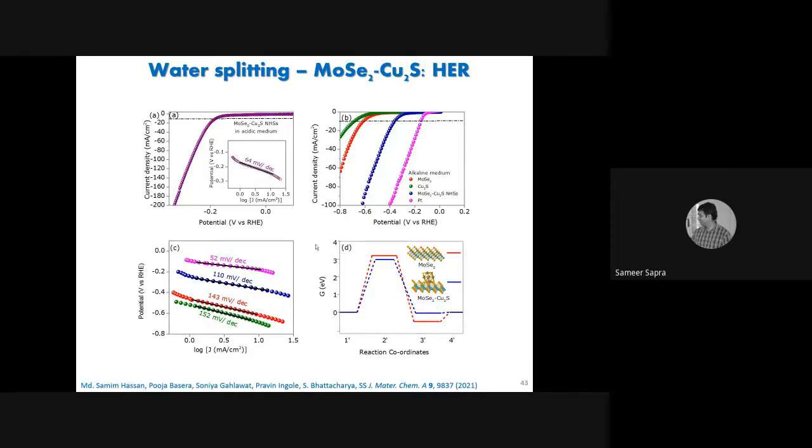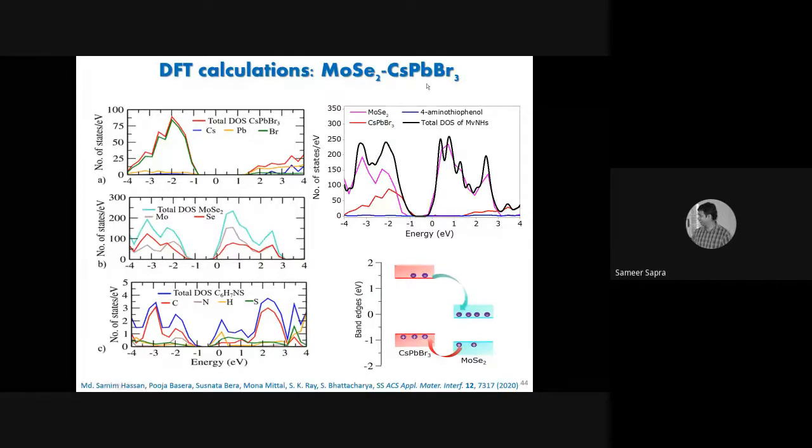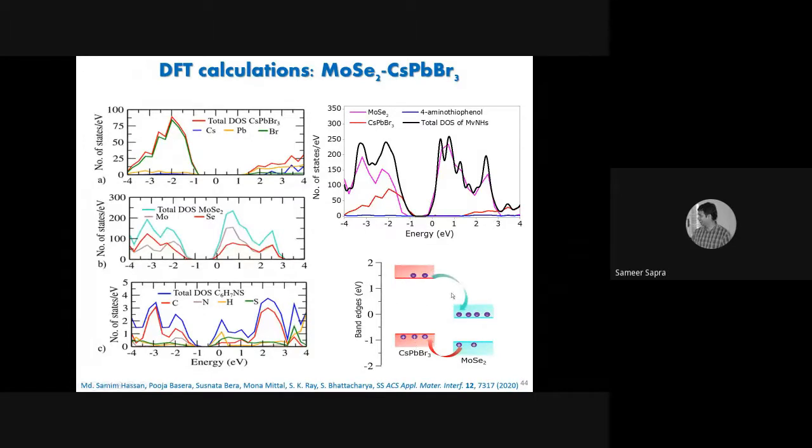All right, so Shashwata is very, very ambitious. He can do theory with everything. And since we are also working on perovskite materials, he went ahead and did theoretical calculations with cesium lead bromide on top of MoSC2, and said that, look, this is also a type 2 kind of heterostructure.